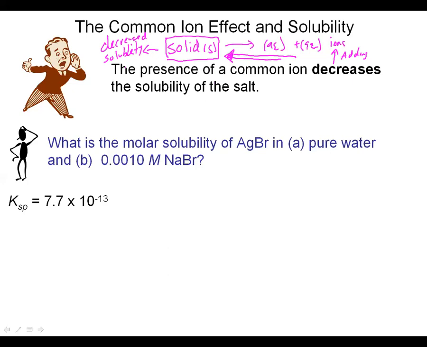So to illustrate this, let's take a look at this example, which is: what is the molar solubility of silver bromide in pure water? And then we're going to look at the molar solubility of silver bromide in a solution of sodium bromide. So I tell you what, why don't you take a minute or two and do just part A, which is what is the solubility of silver bromide in water? The KSP value for silver bromide is 7.7 times 10 to the minus 13. So work on part A, then we'll talk about it, and then we'll talk about part B.